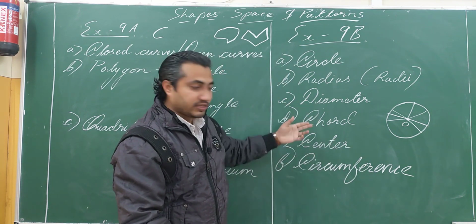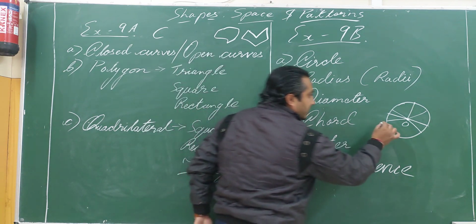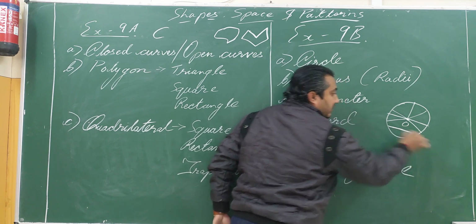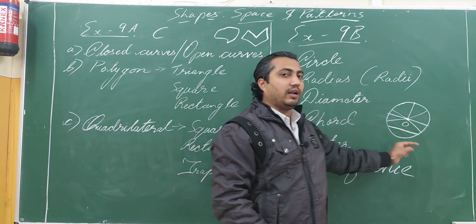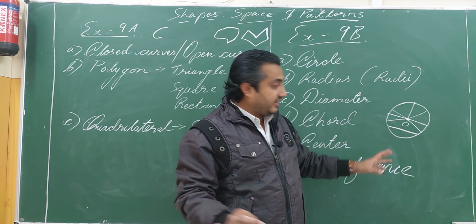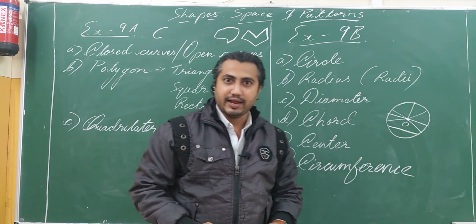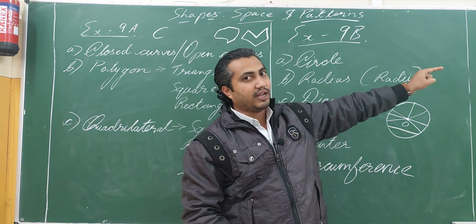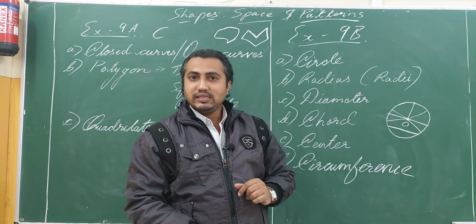Okay students, this is it. Then chord. Chord means a straight line which touches two points in a circumference. Circumference पे दो पॉइंट को join करता हुआ a straight line, that is called a chord. But it is not compulsory that it passes through the center. Diameter और chord में फर्क क्या है? Diameter के लिए compulsory है that it has to pass through the center. Chord के लिए compulsory नहीं है कि वो it has to pass through the center.